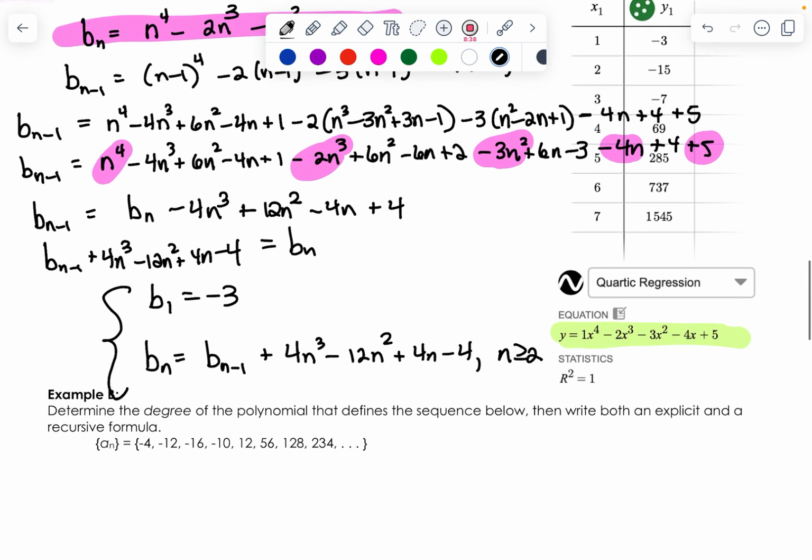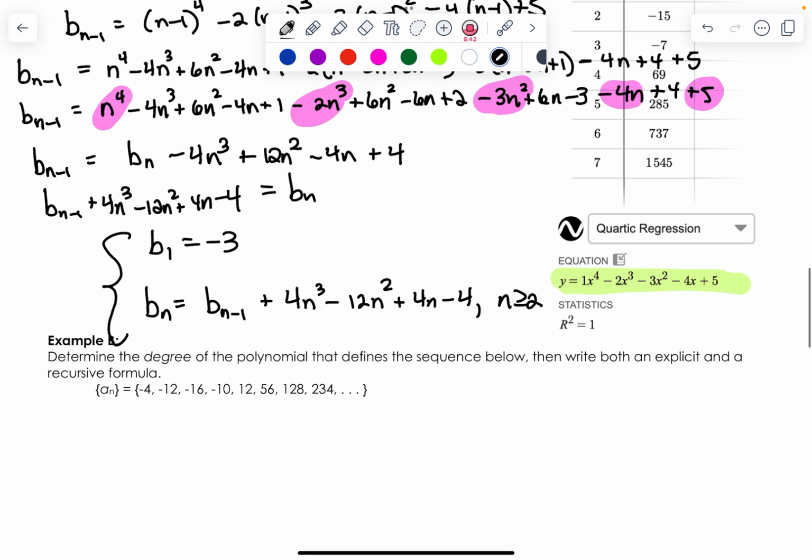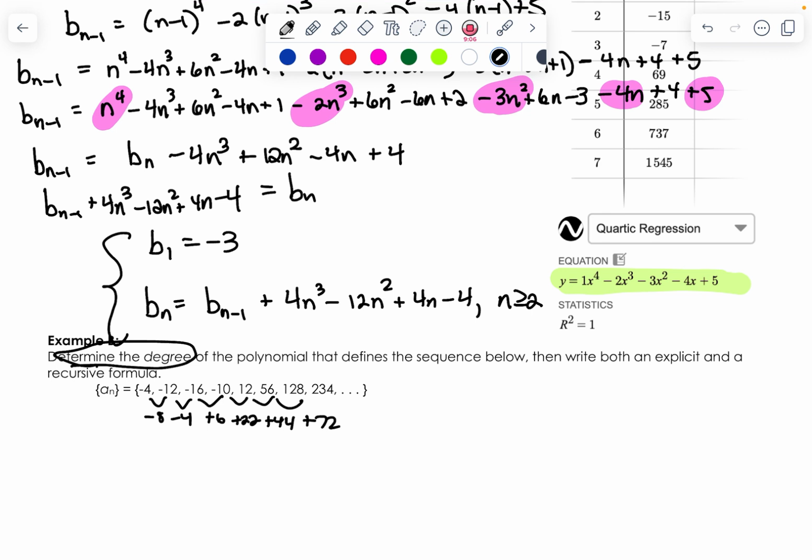All right, let's try one more time. Okay, we'll call this example B. It says determine the degree. So I encourage you to pause the video, okay? Pause the video and really try this. All right, so this is down 8, down 4, up 6, up 22, up 44, up 72, up 106.